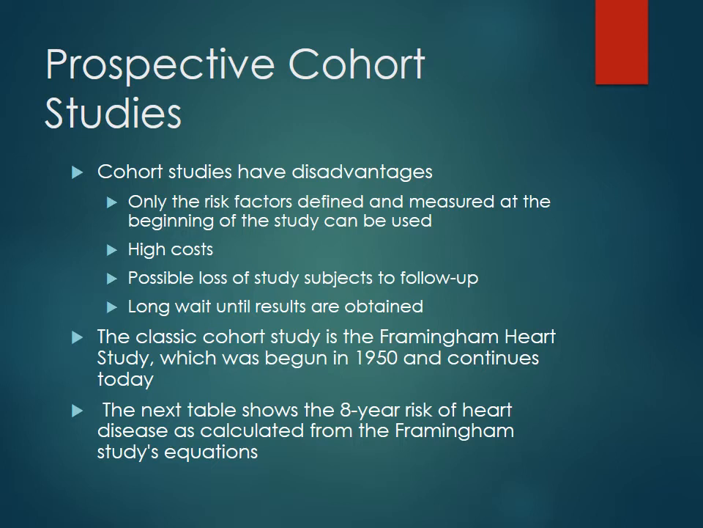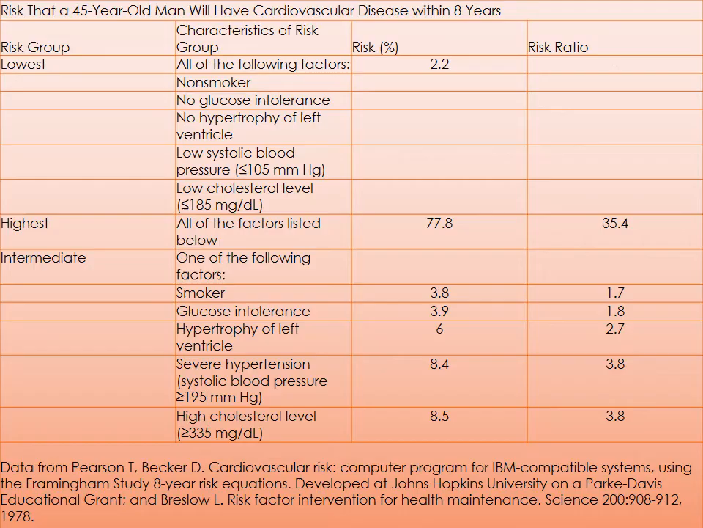So a very good example of this, have you guys heard of the Framingham Heart Study? Yeah, so it's probably one of the biggest prospective cohort studies done, beginning in the 1950s and still continues today, I believe. And so here in the next table, we show an 8-year risk of heart disease is calculated from those Framingham study questions, or the equations they had there.